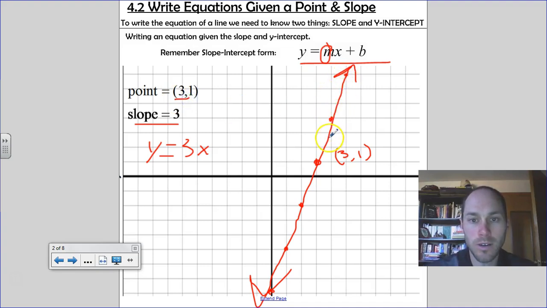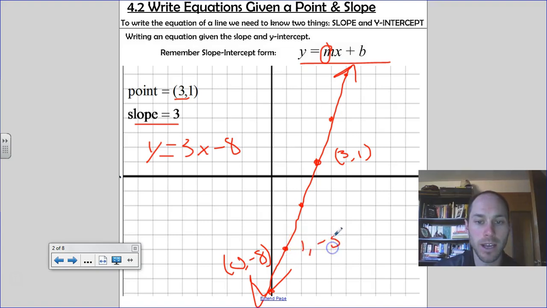And as I drew my points on the graph, I was able to figure out that it crosses at exactly 1, 2, 3, 4, 5, 6, 7, 8. So negative 8 is my y-intercept. And so I know my equation will now be y equals 3x minus 8. So now if I put 1 into the equation, this point here is 1, negative 5. If I put 1 in my equation, I should get negative 5 if that's the right equation. 3 times 1 is 3, minus 8 is negative 5. So yes, it does work.